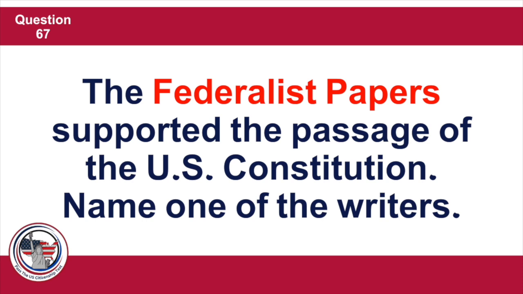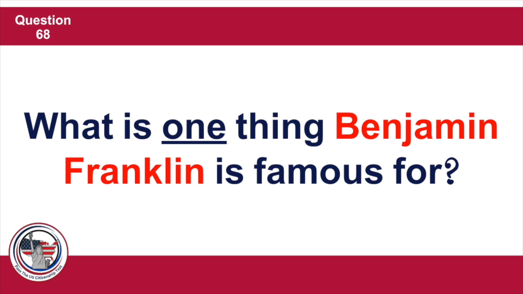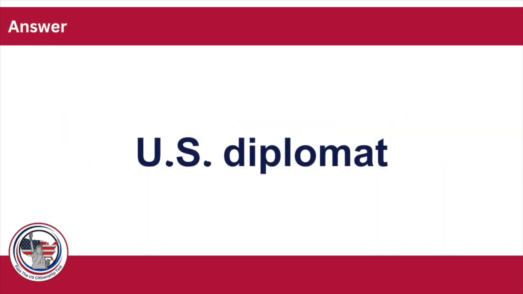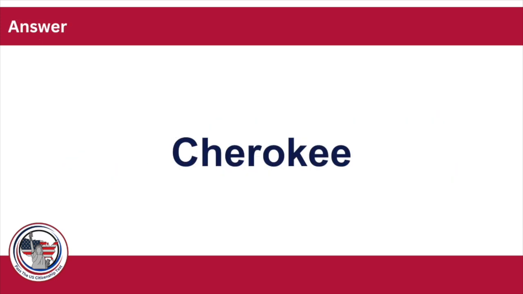The Federalist Papers supported the passage of the U.S. Constitution. Name one of the writers. James Madison. What is one thing Benjamin Franklin is famous for? U.S. diplomat. Name one American Indian tribe in the United States. Cherokee.